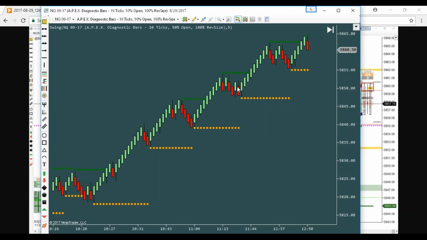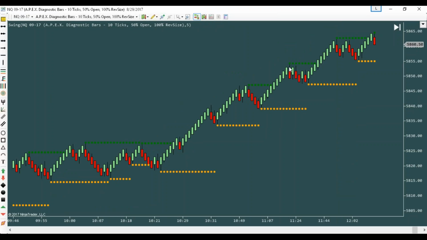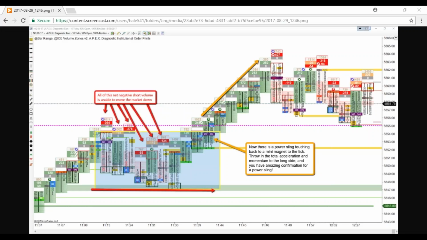Once again, do you see the power of order prints? If you're just looking at blank, naked bars, what do you see here? You see some chop, but do you have any idea what's going on compared to what you see there? No. Do you see the power of it? Imagine if you had 1 minute bars or 5 minute bars in here. You would just have bars back and forth. You'll know it's chop, but you have no indication of anything else.